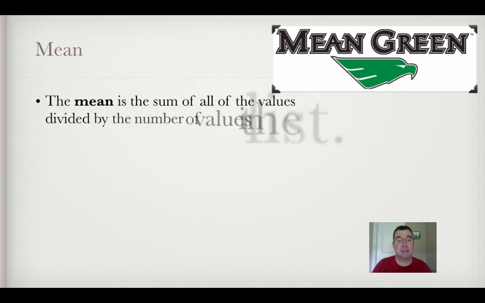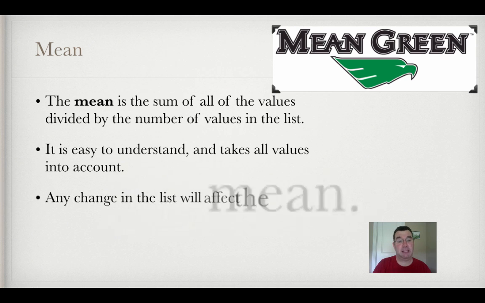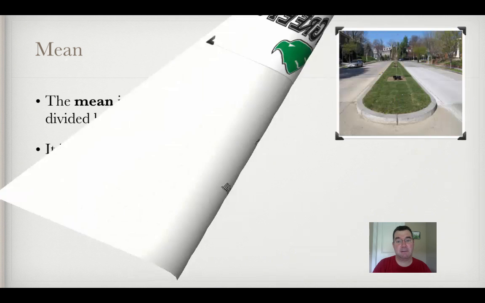The next one is the mean. The mean is the sum of all the values in the list divided by how many numbers are in the list. That's kind of easy to understand. It takes all values into account because you do have to include them all when you're calculating the mean. And any change in that list will have an effect on the mean itself.